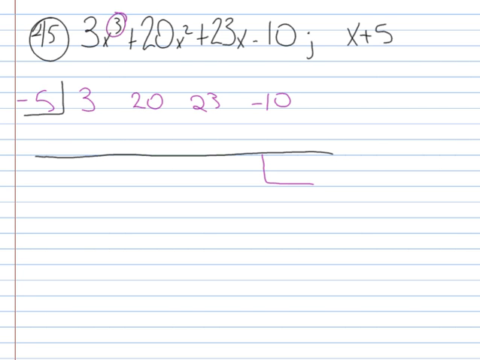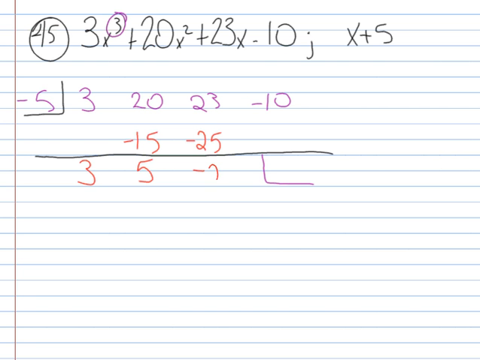So I go through and doing my synthetic division. I bring my 3 straight down because 3 plus 0 is 3. -5 times 3 is a -15. 20 plus -15 is 5. -5 times 5 is a -25.